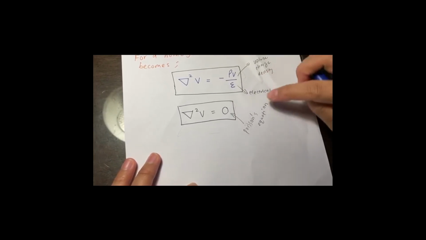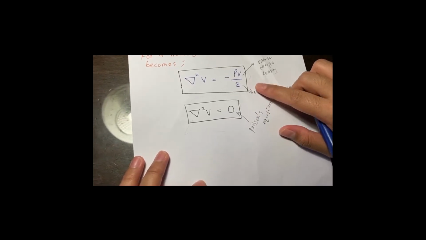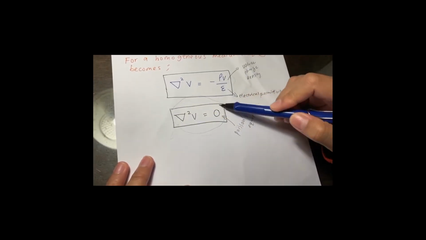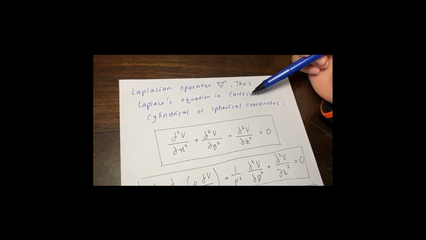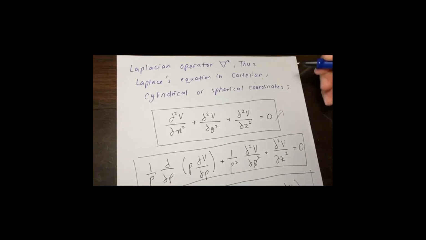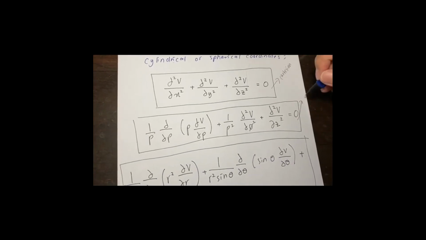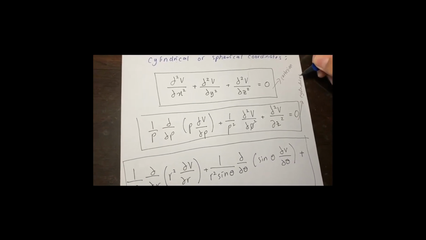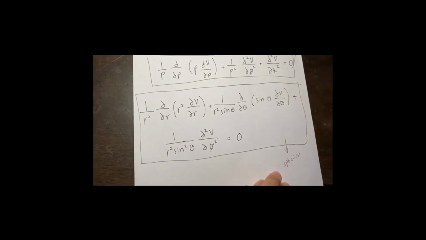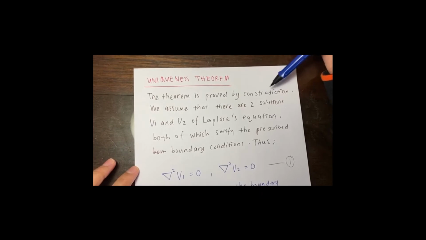A special case of this equation occurs when rho V equals 0, for example for a charge-free region. From this equation, it becomes like this. This is Laplace equation in Cartesian, cylindrical, and spherical coordinates. So this one is Cartesian, this one is cylindrical, and the last one is spherical coordinate.